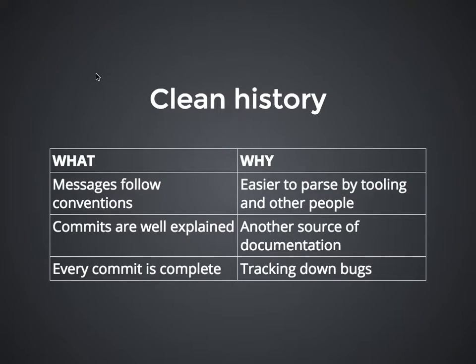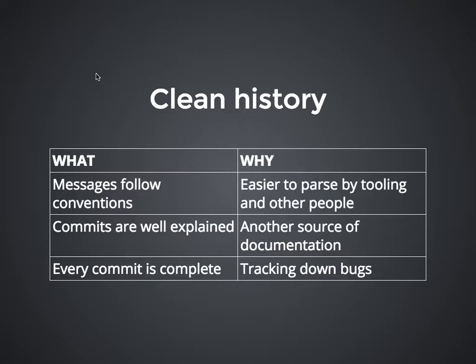So that's why I think it's important to have commits that are well explained. Another thing I mentioned here is that every commit should be complete. What I mean by that is that every commit should compile and tests should pass on that commit. I don't think it's necessary for the entire system to be fully functional, say that your acceptance tests pass for every commit. But at least the unit tests should pass and the code should compile for every commit.